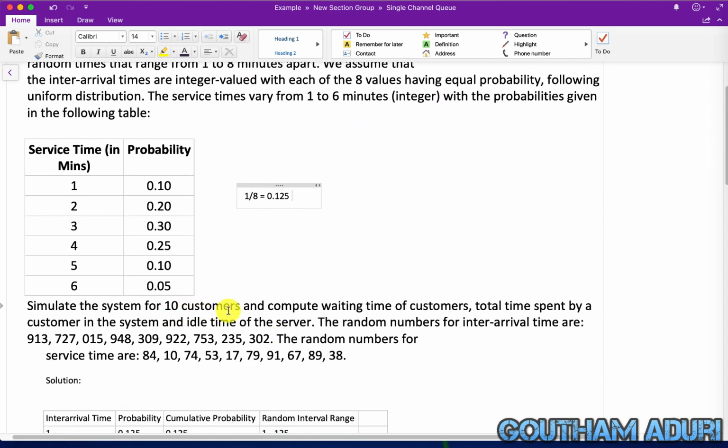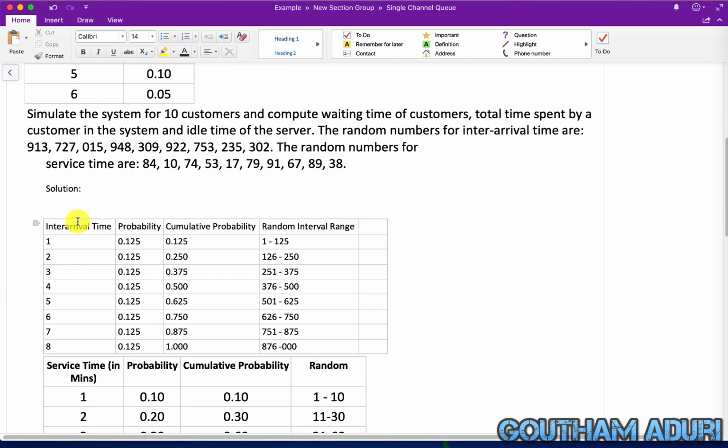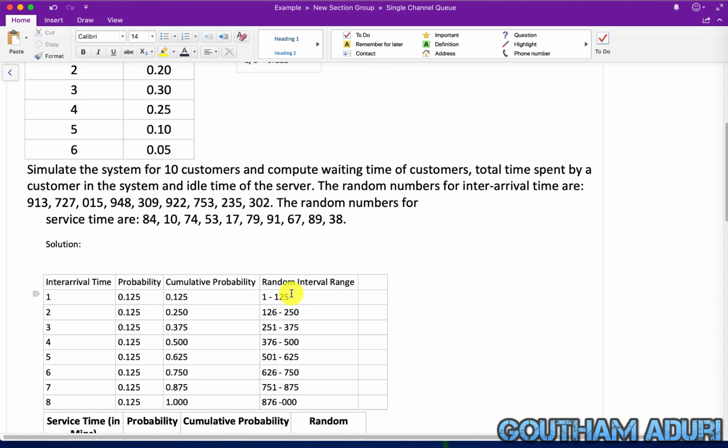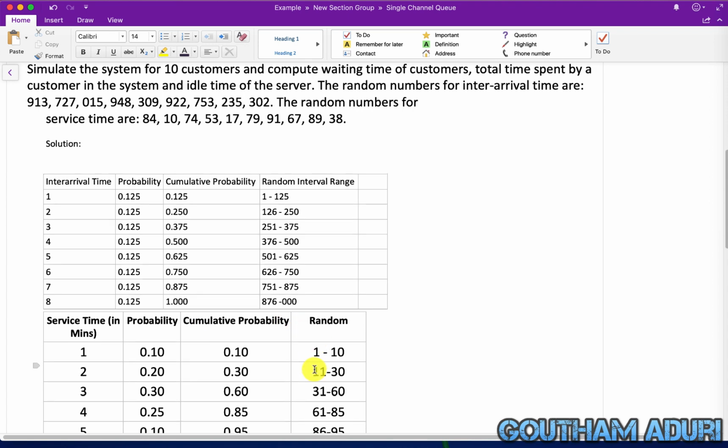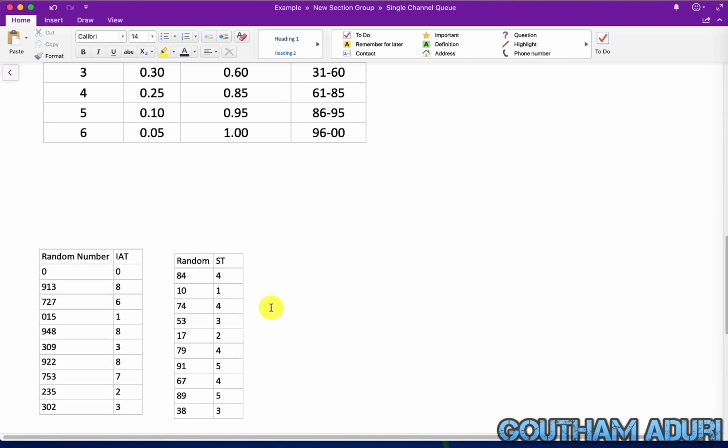So I have to simulate the table for 10 customers and compute the waiting time and total time spent by the customer. The first column is the inter-arrival time, 1 to 8 minutes apart, then the probability and the cumulative probability, which you get by adding these values, and the random interval range with the 3 digits. The service time table is given with service probability; you have to calculate the cumulative probability and the random numbers. Then I have to map these values.